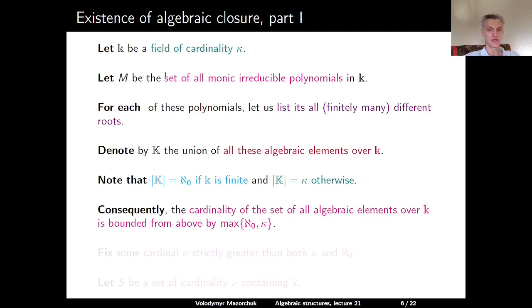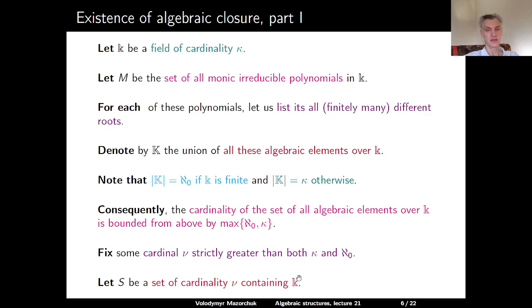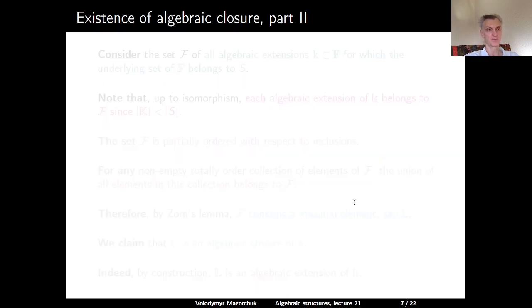Consequently, the cardinality of the set of all algebraic elements over our field small k is bounded from above by the maximum between Aleph 0 and kappa. So let us fix some cardinal nu, which is strictly greater than both kappa and Aleph 0, so we can make a uniform proof both for finite and infinite fields. And let S be a set of cardinality nu, which contains our set K, so our field. This is of course possible because we assume that nu is greater than the cardinality of K.